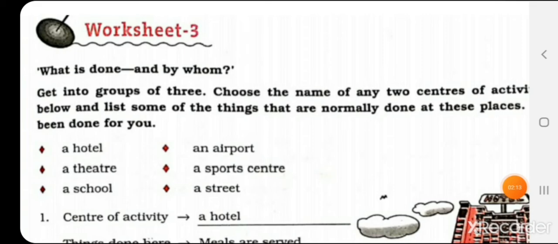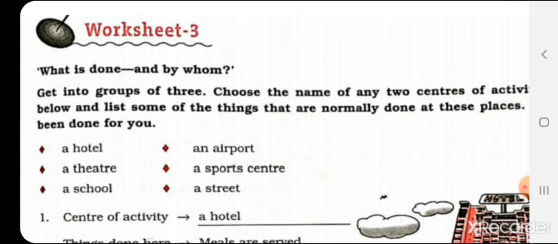Now beta, let's move on to worksheet number 3. What is done and by whom? Get into groups of 3. Choose the name of any 2 centers of activity given below and list some of the things that are normally done at these places. One has been done for you. Yes, students, here 6 centers of activities are given to you. Find out any 2 centers of activity from these and then write down, or we can say list, some of the things that are normally done at these places.